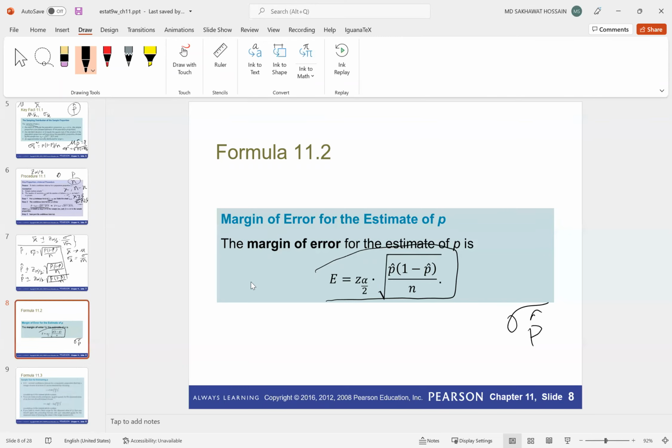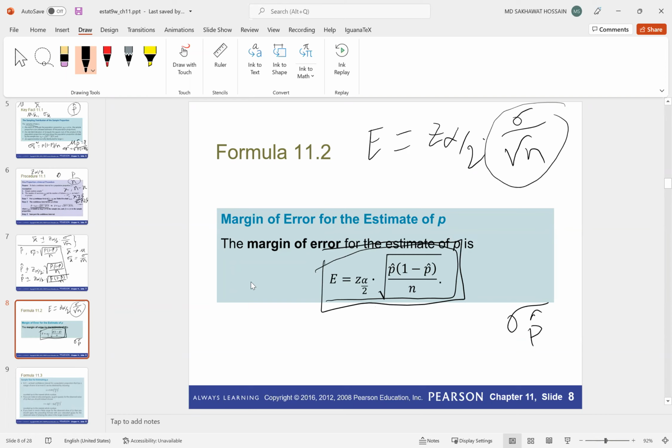In the case of the mean, we used E is equal to z alpha over 2 times sigma over square root of n to calculate the margin of error. But in this case, the standard deviation of p hat is the square root of p hat times 1 minus p hat over n. So that's why you will be using this formula to calculate the margin of error.